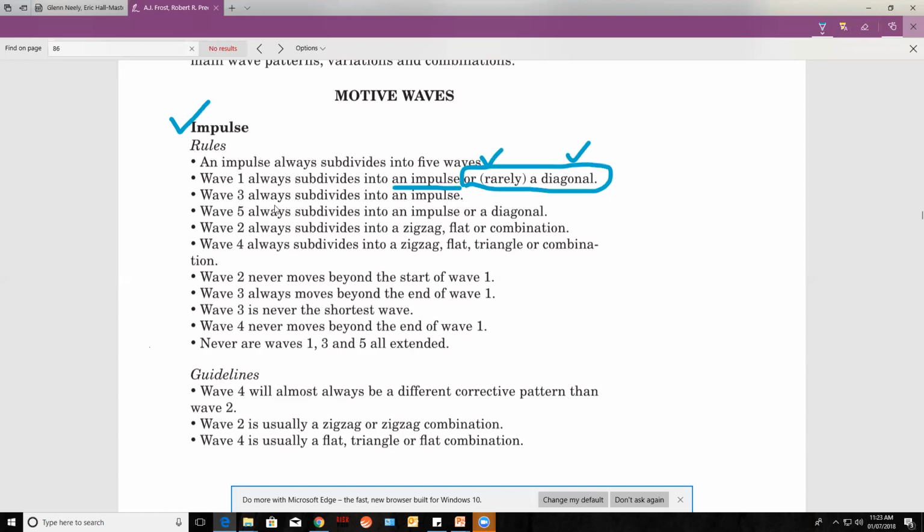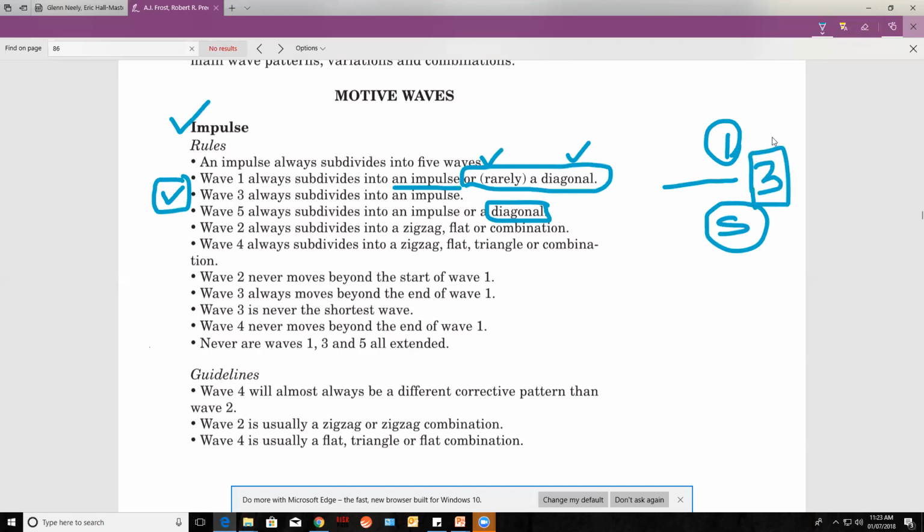Wave 3 is always subdivided into an impulse. Here there is no substitution. Wave 3 should be an impulse. And wave 5 is always subdivided into an impulse or again a diagonal. So in wave 1 it can be a diagonal, in wave 5 it can be a diagonal, but not in the case of wave 3. Wave 3 should be a clear impulse wave. No compromise in wave 3.